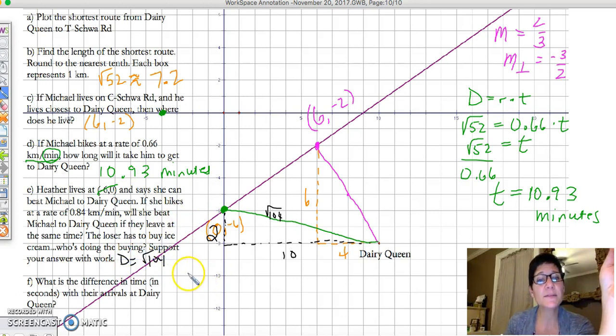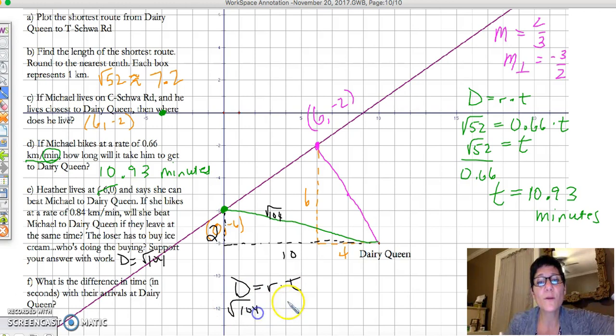Now her claim to fame is she's like, listen, I'm biking faster, even though I have a further distance to go, I can still beat you. That doesn't look good to me. Sorry, Heather, but if I'm wrong, I'm wrong. So distance is equal to rate times time. Her distance is the square root of 104, and her rate is 0.84. Is that right? Yes, it is. So get those calculators out, because you're going to do the square root of 104 divided by 0.84.